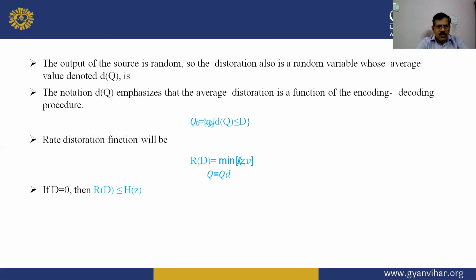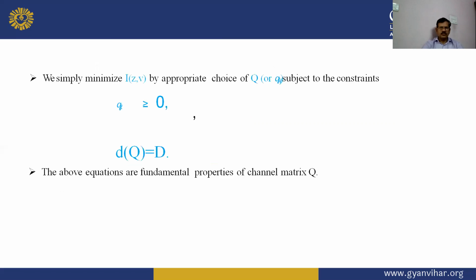If D equal to 0, then R(D) is less than or equal to H(Z). So we simply minimize I(Z,V) by an appropriate choice of Q subject to the constraints: Q is greater than or equal to 0 and d(Q) less than or equal to D. The above equations are fundamental properties of the channel matrix Q.